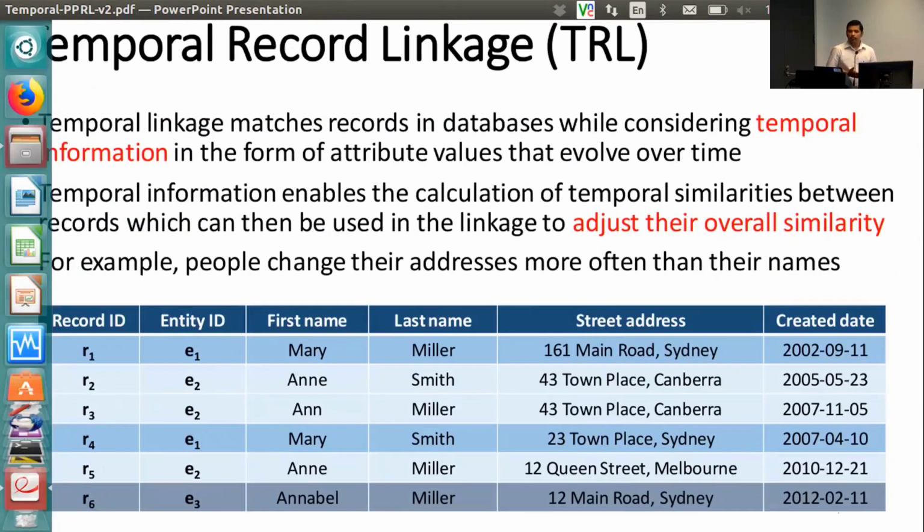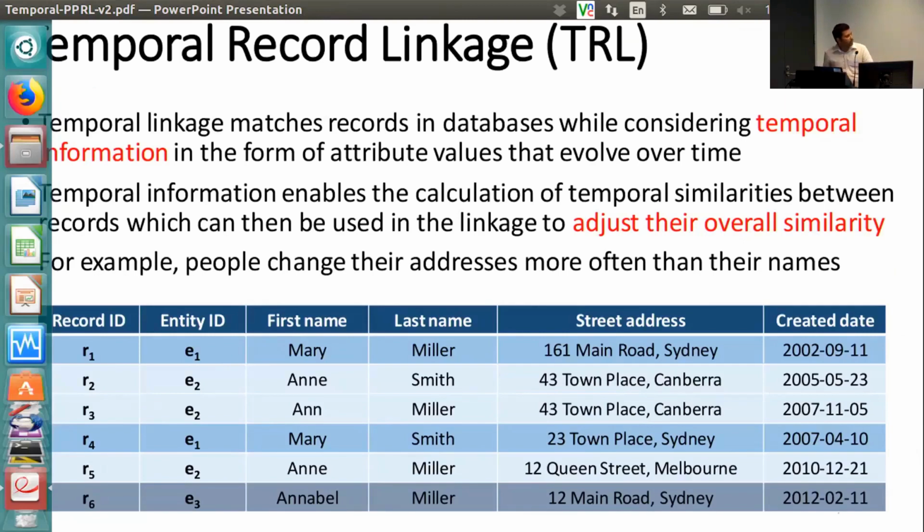But in realistic scenarios, people do change their names and addresses. If you think about the address, people change their address more often compared to last name, but there can be scenarios where a person changes his or her last name as well. For example, a woman can marry and change her last name, something like that. So if you have these changes in your records, how can you capture them and incorporate them into the record linkage process? This is the problem that we try to address.